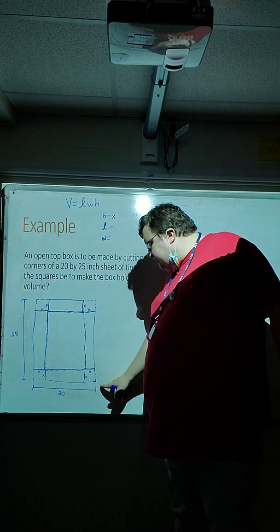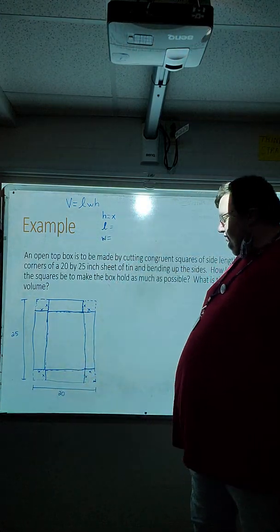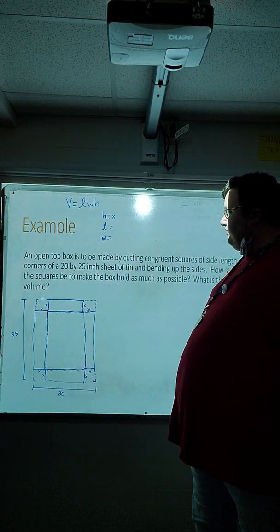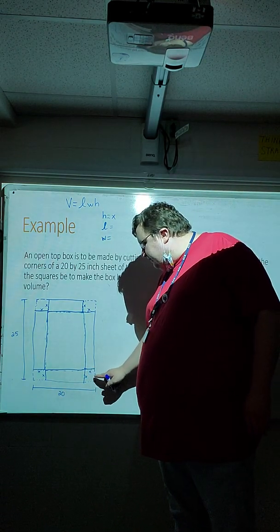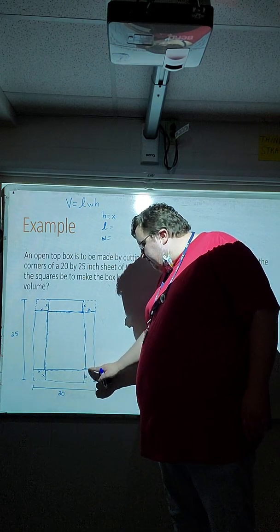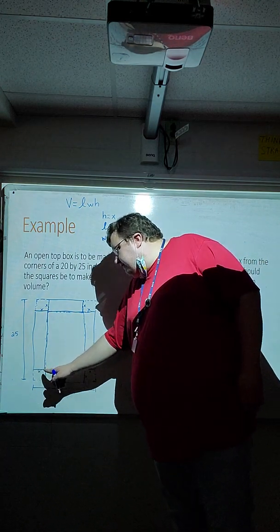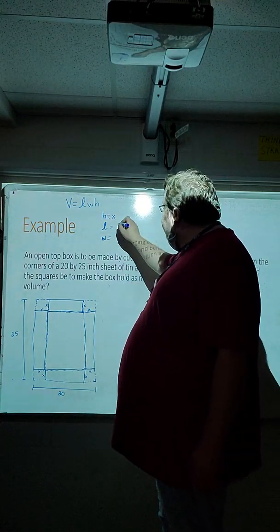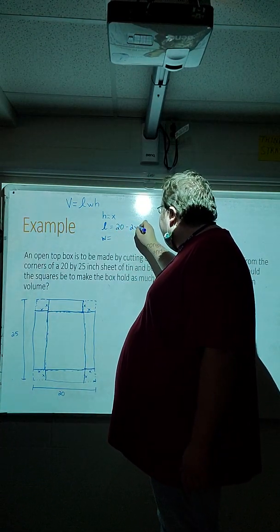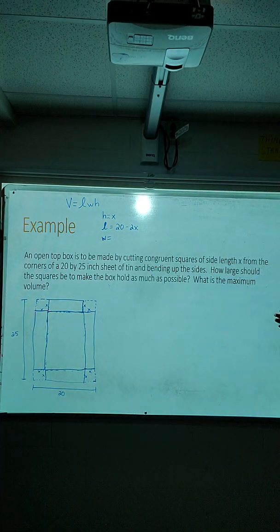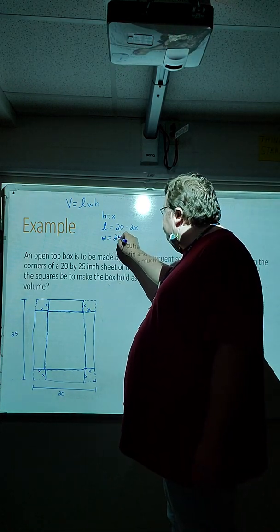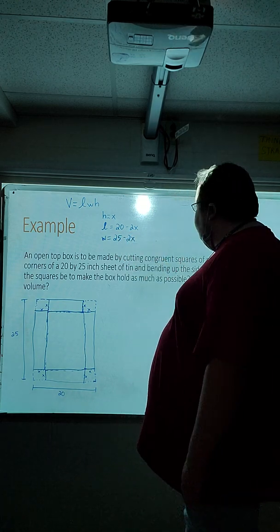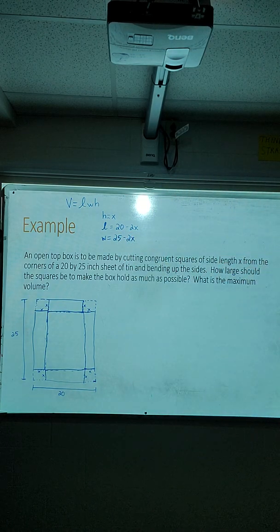I need length and width in terms of x. Okay, so the original length of the tin was 20, right? 20 by 25, so the original length was 20, but I've removed some here because I've cut squares out that are x by x. So I've removed x from this side, but I've also removed x from that side. So I really have taken 20 minus 2x because I've removed x from either corner there. So the length is 20 minus 2x. And likewise, the width was originally 25, but now it's 25 minus 2x because I've taken x off of either end of that as well.